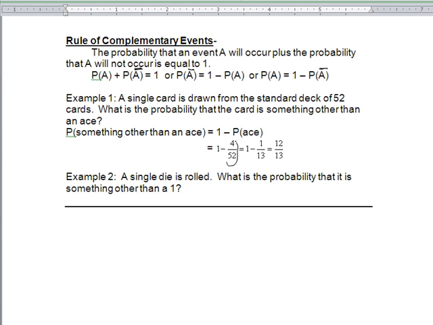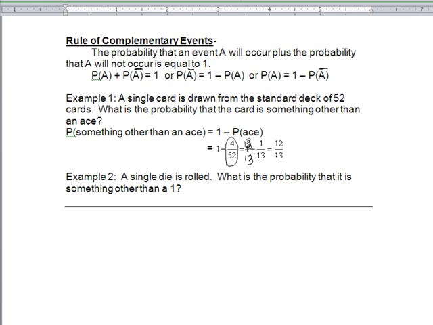So see if you can figure out example number 2. We have a single die rolled. What is the probability that it is something other than a 1? Again, pause the recording while you figure out the answer and then restart it to see if you got the answer correct. Okay, hopefully you have figured out the answer.